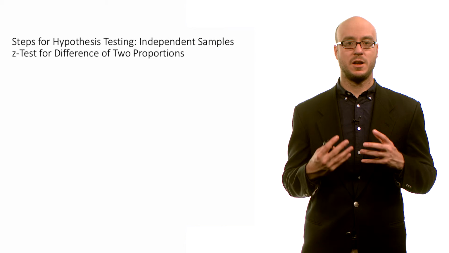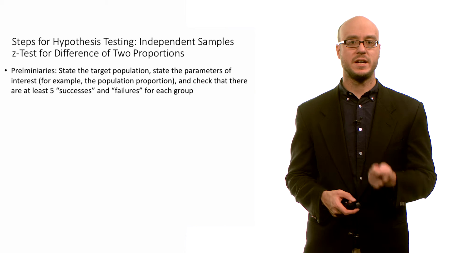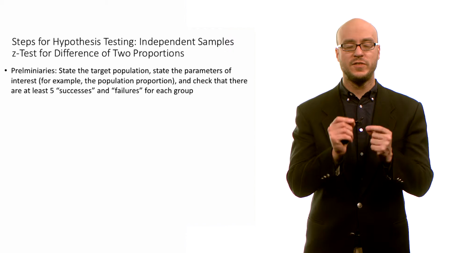There are several steps for hypothesis testing when we have an independent samples z-test for a difference of two proportions. There are a few preliminaries. First of all, we want to state the target population. Are you interested in all Americans? Are you interested in all Germans? Are you interested in all people living in the Ivory Coast? Think about what your population really consists of.